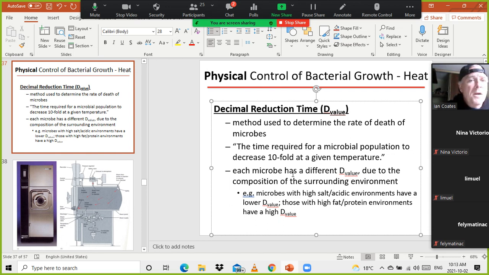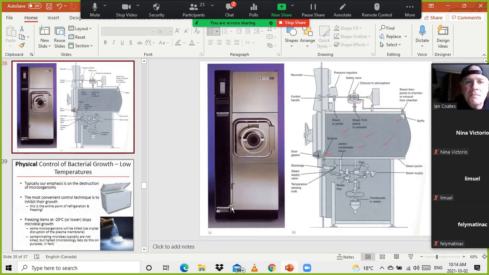So each microbe has a different D value. Depending upon what conditions you place these bacteria in or under, they will die at a systematic rate. And every bug has its own D value, okay? Microbes with high salt or acidic environments have a lower D value. Those with a high fat or protein environment have a higher D value, which just means they don't die as quickly, okay? You can have a look here, and I'll come back to this slide, okay?